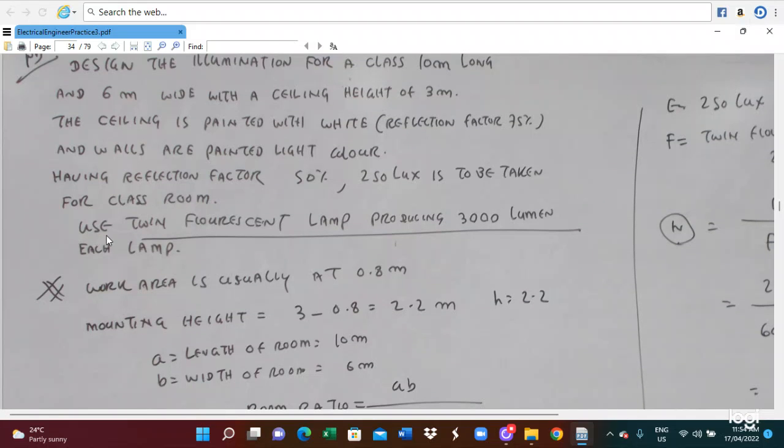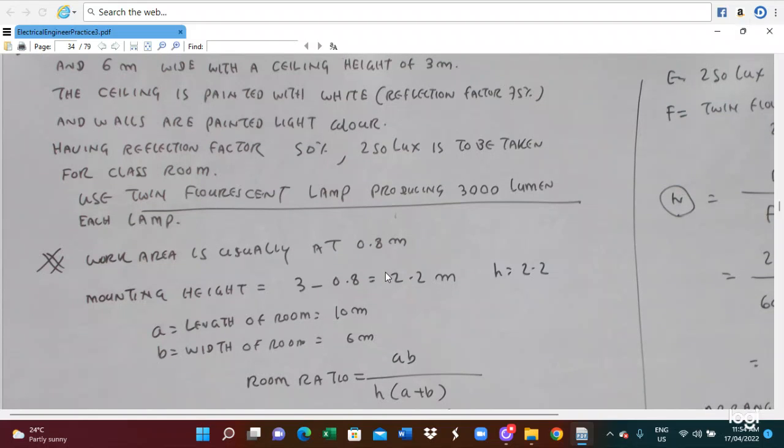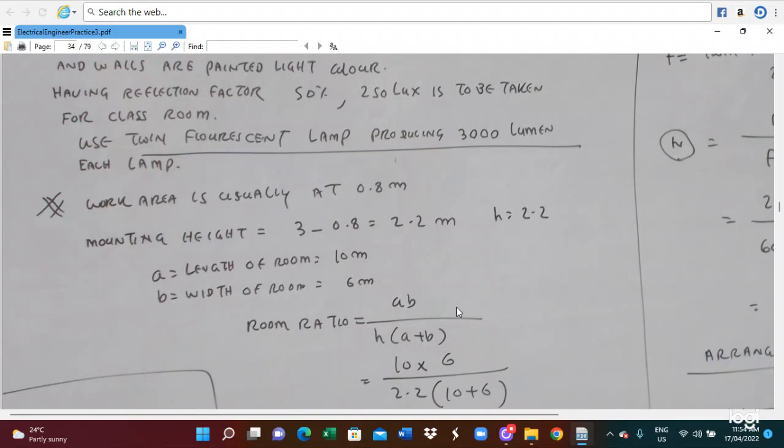And we have to use twin fluorescent lamps producing 3000 lumens each lamp. The working area is usually at 0.8 meter. So we calculate the mounting height as 3 minus 0.8, which is 2.2 meters. So H is 2.2, because the total ceiling height is 3 meters and the working area is 0.8 meter. The length of the room is 10 meters and the width is 6 meters, so we substitute in this formula.